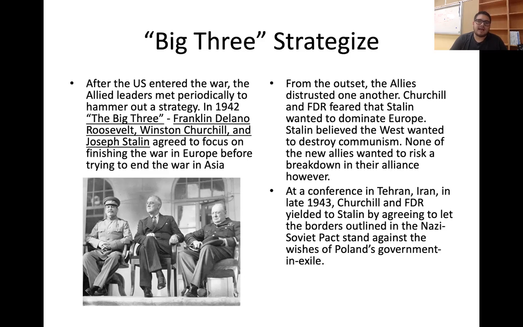From the outset, the Allies distrusted one another. Churchill and FDR feared that Stalin wanted to dominate Europe. Stalin believed that the West wanted to destroy communism. None of the new Allies wanted to risk a breakdown in their alliance, however. At a conference in Tehran, Iran, in late 1943, Churchill and FDR yielded to Stalin by agreeing to let the borders outlined in the Nazi-Soviet pact stand against the wishes of Poland's government in exile.